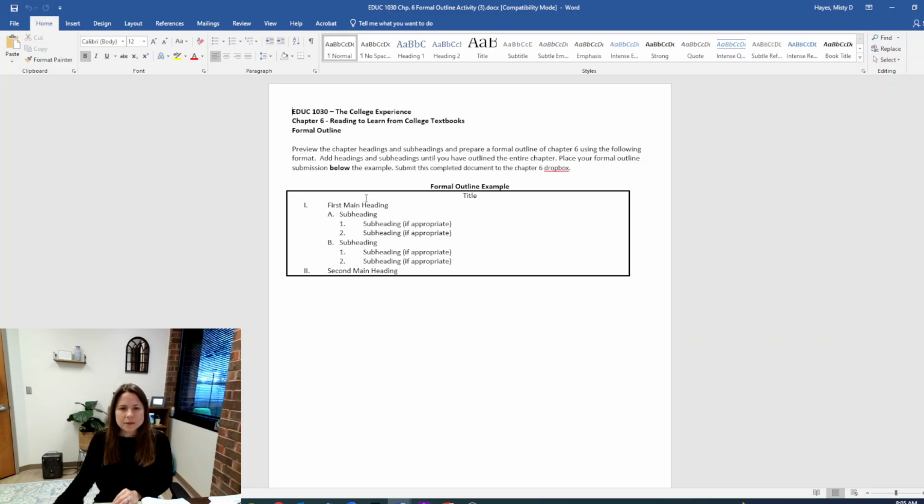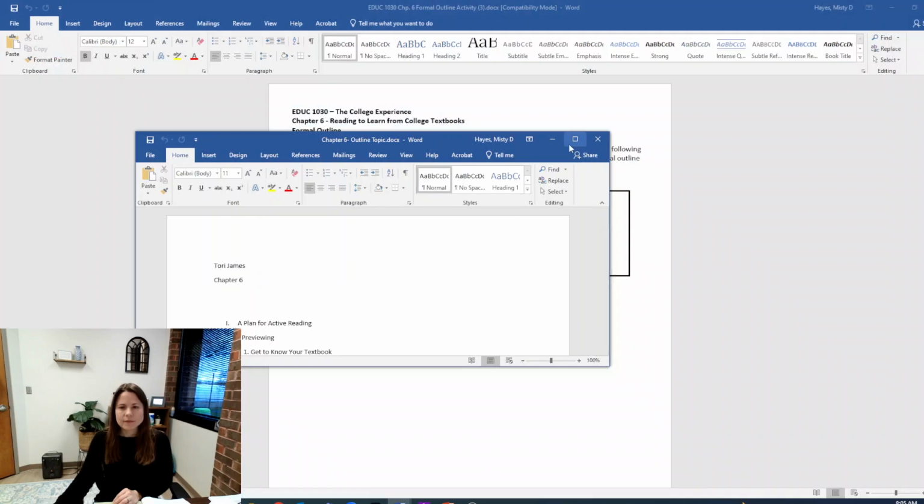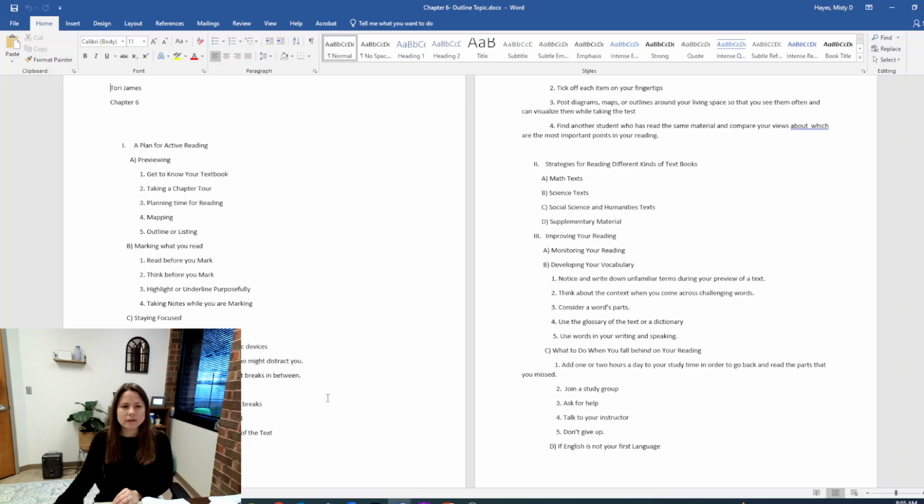So what you'll be doing is using this to fill in the most important ideas from chapter 6. So yes, you will read chapter 6, and when you get done, you're going to prepare the formal outline, pulling out the headings and subheadings of chapter 6. I have an example here of a student that completed one, just so you can get an idea of what it looks like.